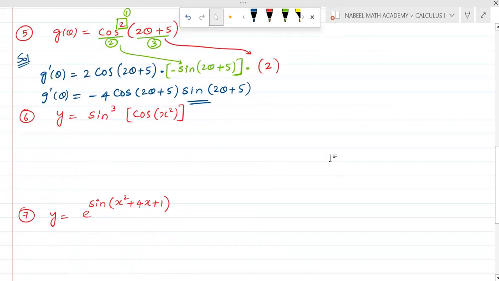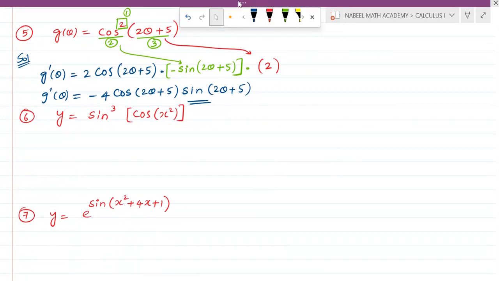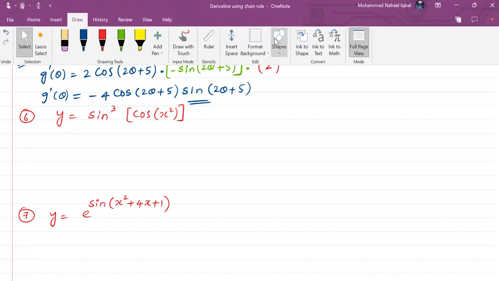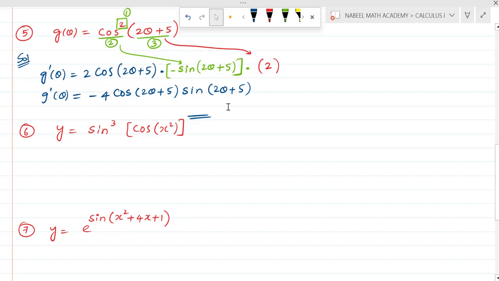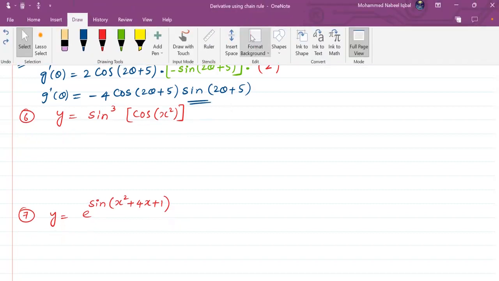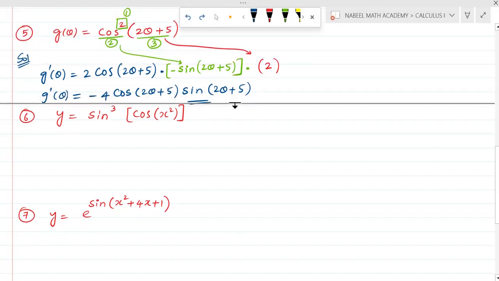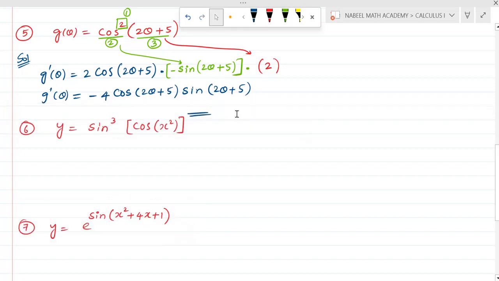Then we will have the next one here. y is equal to sine power 3. So what is the first one here? So we will have this order. So I will make use of this one. The first one is the power. The next one is the sine. And the next one I have is the inside.